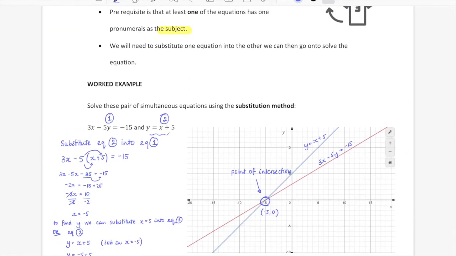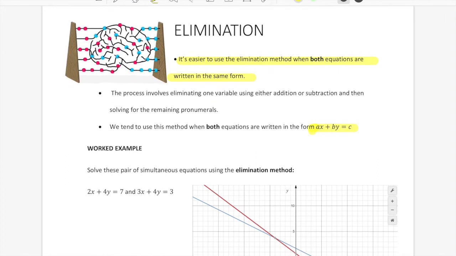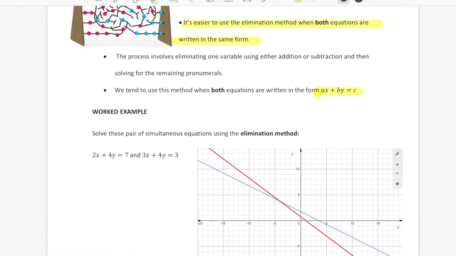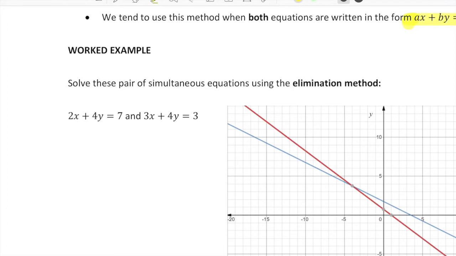So the elimination method is one of the easier methods. We tend to use this method when both equations are written in the form ax plus by equals c. I'm just going to highlight that as well. Again, not always the case, but generally speaking, we tend to use elimination when it is written in that form. So let's take a look at this example here. We've been asked to solve this pair of simultaneous equations using the elimination method. I'm going to number my equations again, and what I tend to do is write them like this.